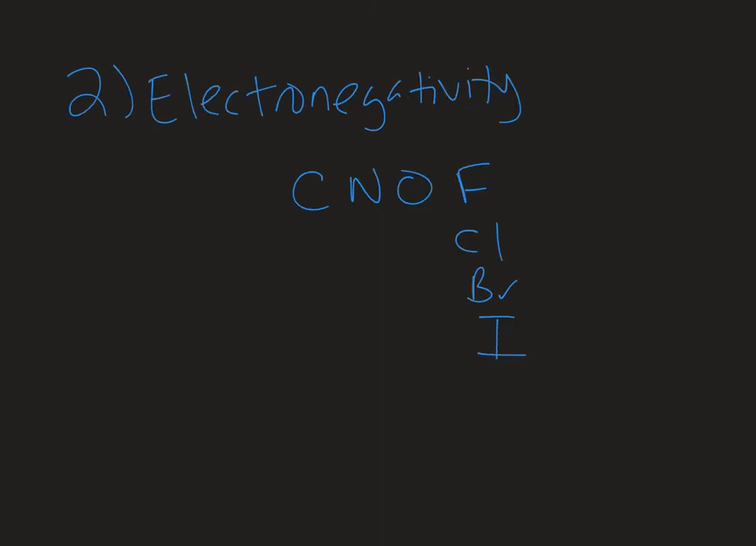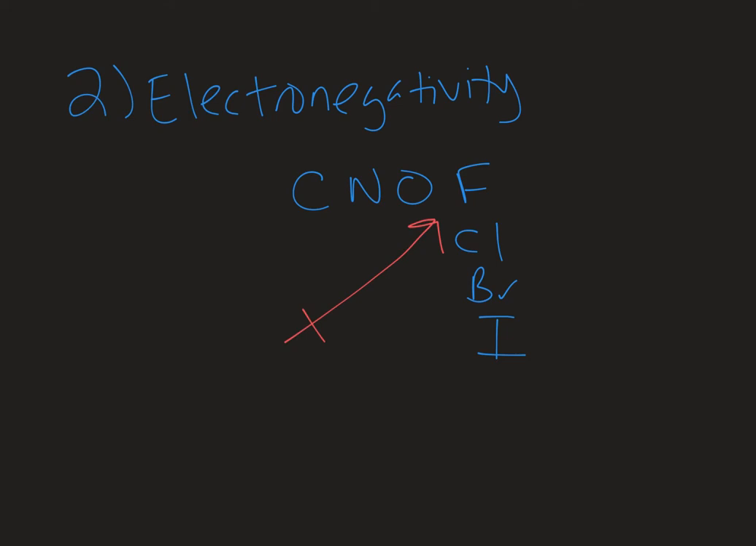The second concept is electronegativity, specifically as it applies to dipole moments in bonds. So electronegativity is the affinity of electrons that a particular atom has, and it increases as you go across the periodic table and up the periodic table. So fluorine is the most electronegative atom on the periodic table of all of the elements.